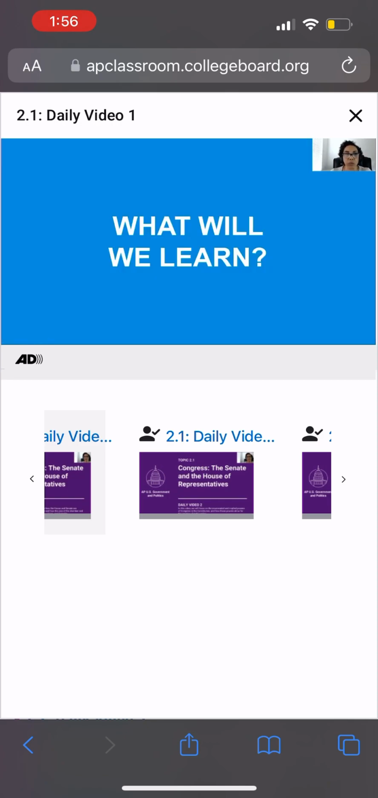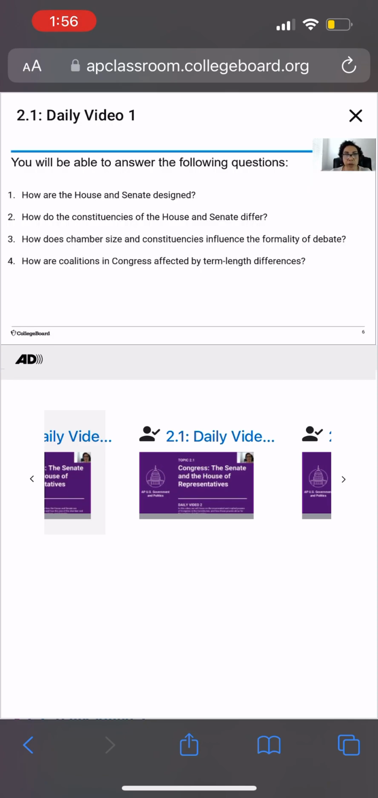All right, so what will we learn? By the time we get done, you should be able to answer the following questions. How are the House and Senate designed? How do the constituencies of the House and Senate differ? How does the chamber size and constituencies influence the formality of debate? And how are coalitions in Congress affected by the term length differences?